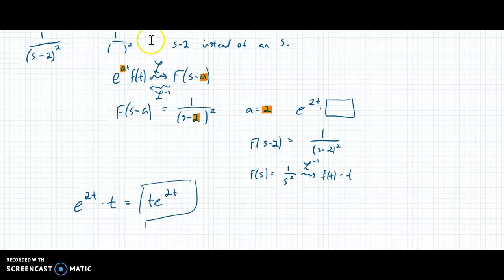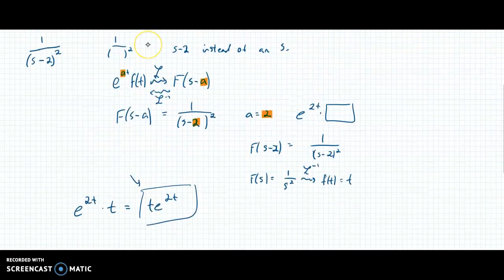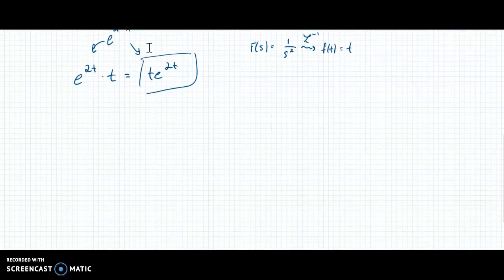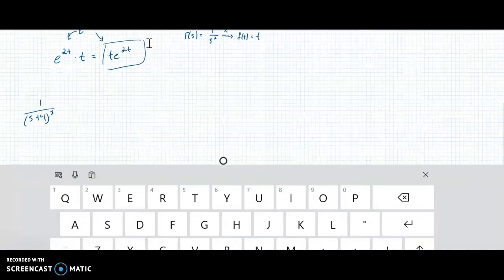Let's do another one. So that's my e to the at times f of t. Okay, so let's do another one. Let's do 1 over s plus 4, but we're going to cube it this time. So let's look at that structure that we used up there.